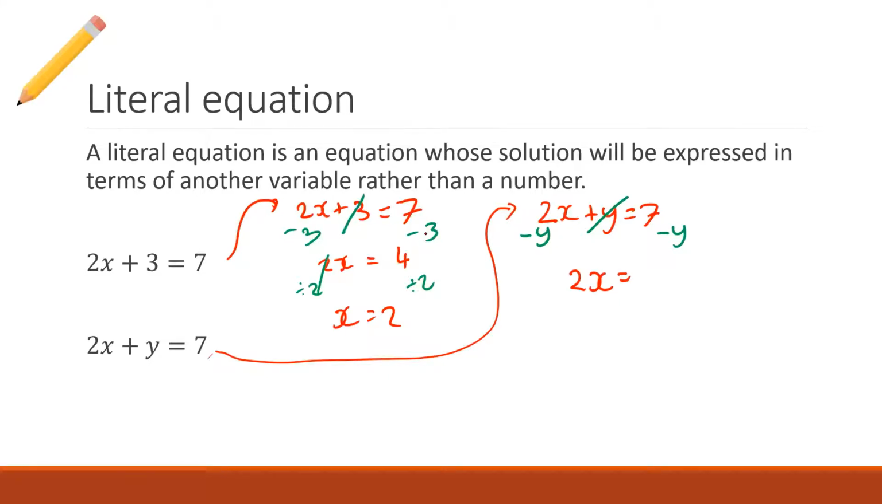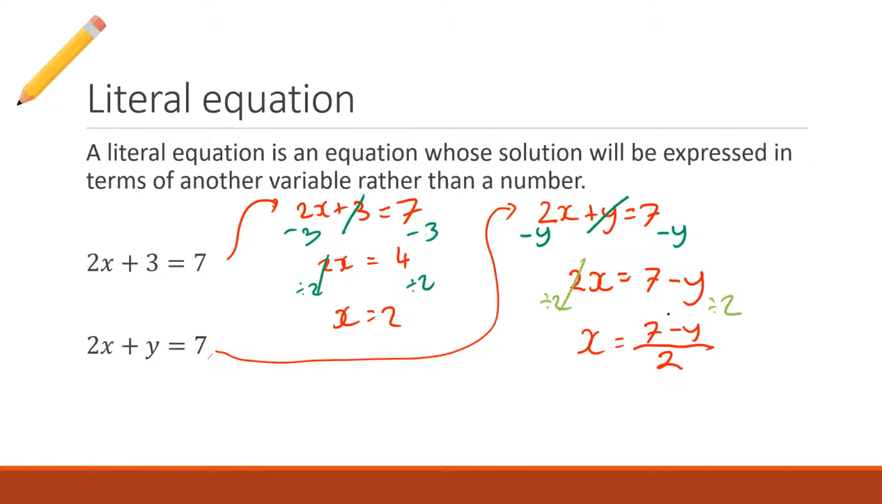We can do 7 take away 3, that's easy, it's 4. That's a number. 7 take away y, we can't really do, because we don't know what y is. So instead of doing it, we write down 7 minus y. And then the last step is to divide by 2. So when we divide by 2, that cancels out that multiply by 2. X equals 7 minus y divided by 2.